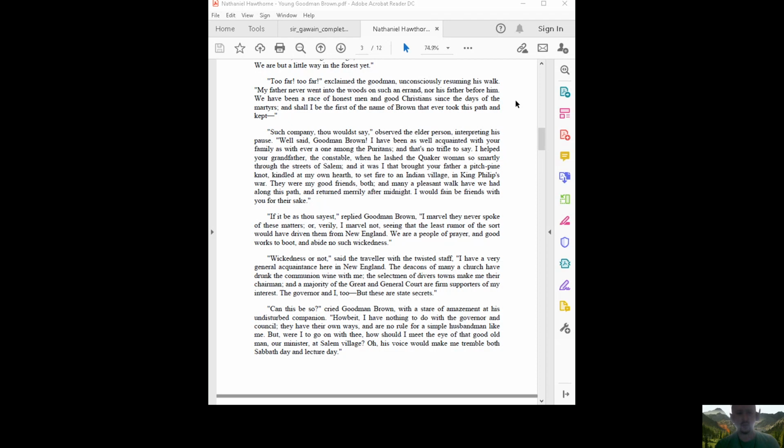I helped your grandfather, the constable, when he lashed the Quaker woman so smartly through the streets of Salem, and it was I that brought your father a pitch pine knot, kindled at my own hearth, to set fire to an Indian village. In King Philip's War, they were my good friends both, and many a pleasant walk have we had along this path, and returned merrily after midnight. I would fain be friends with you for their sake."